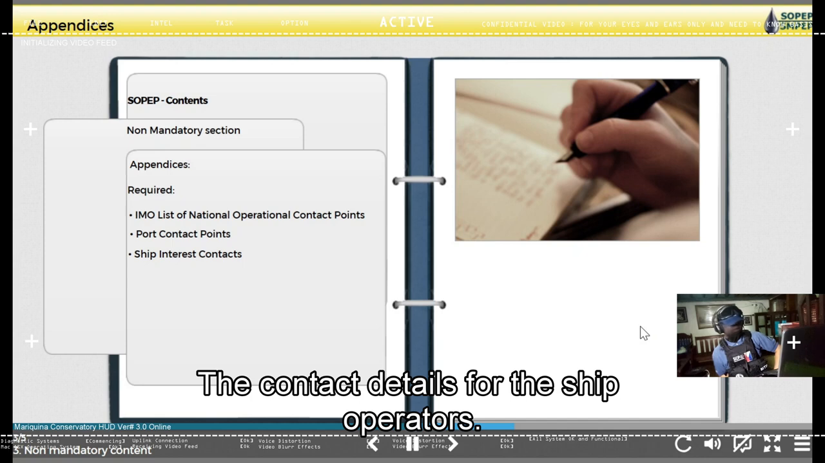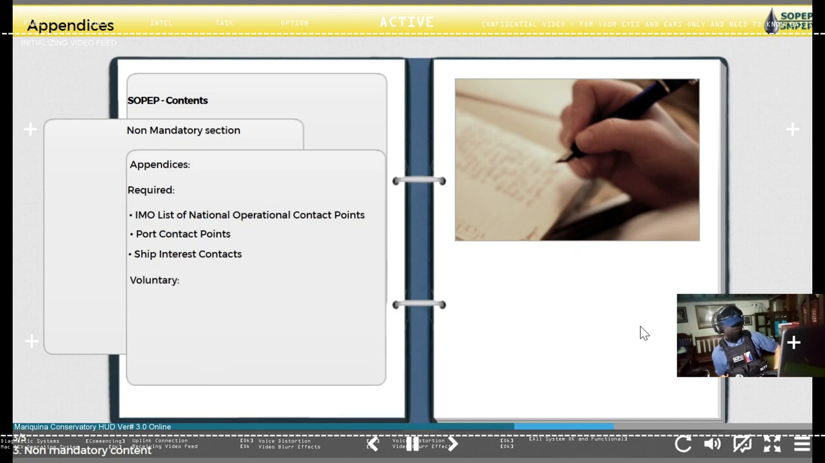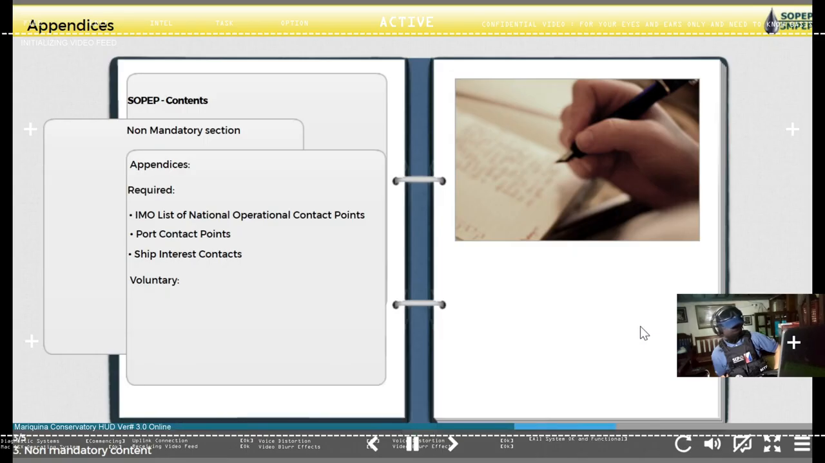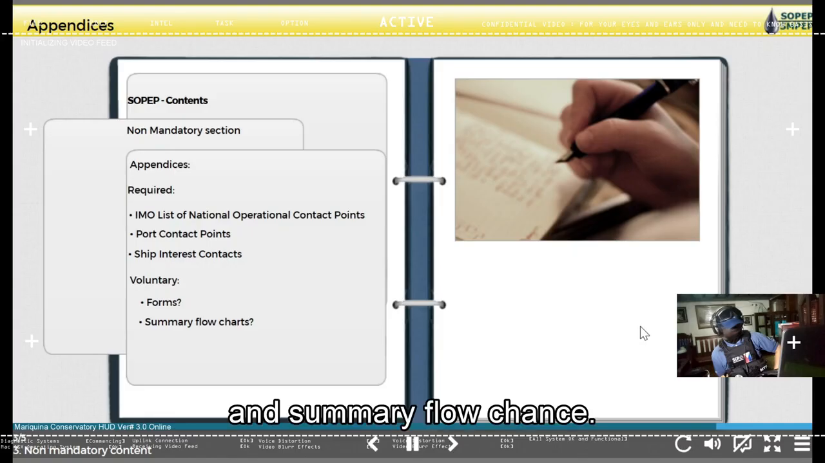The contact details for the ship operators. Other appendices might include blank forms for reporting pollution, drills, or training scenarios. And summary flowcharts.